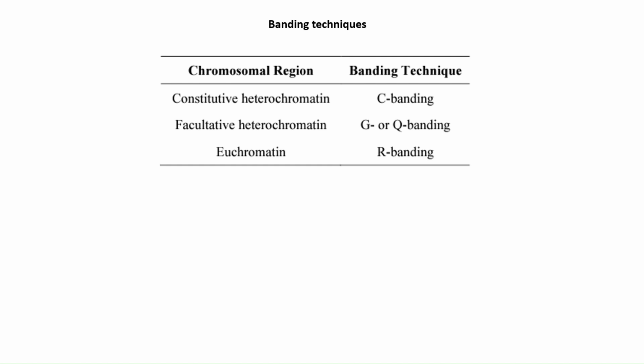Now coming to the banding techniques, we have banding techniques: C banding, G or Q banding, R banding, for different regions of chromosome, that is constitutive heterochromatin, facultative heterochromatin and euchromatin. What is the difference between heterochromatin and euchromatin? Heterochromatin means these are very densely or tightly packed sections of the chromosome, correct? Because of which this segment cannot get expressed. Why?